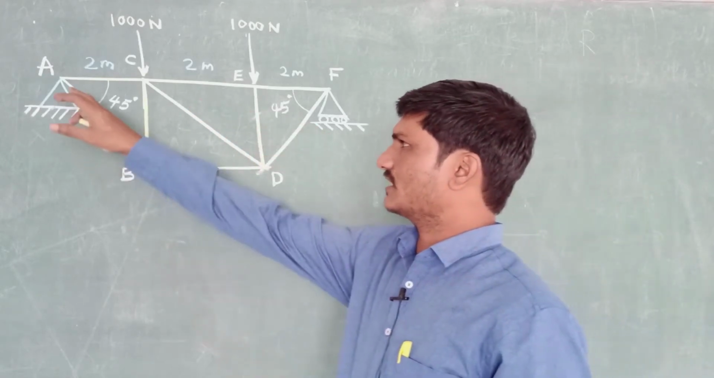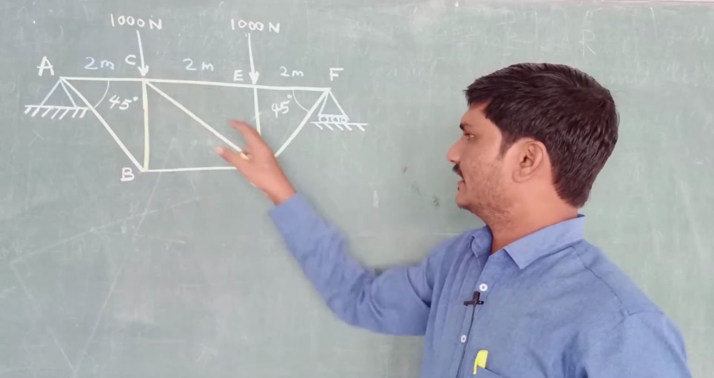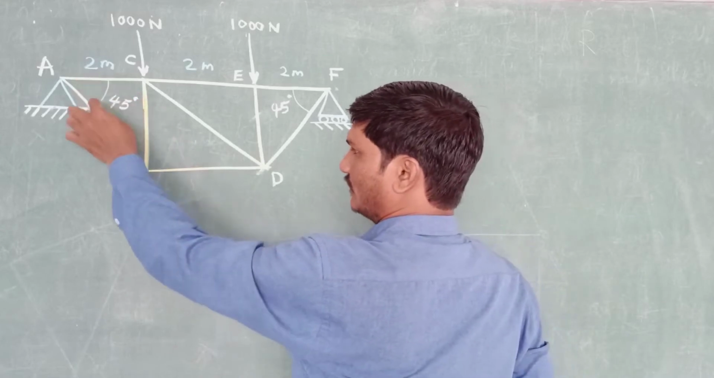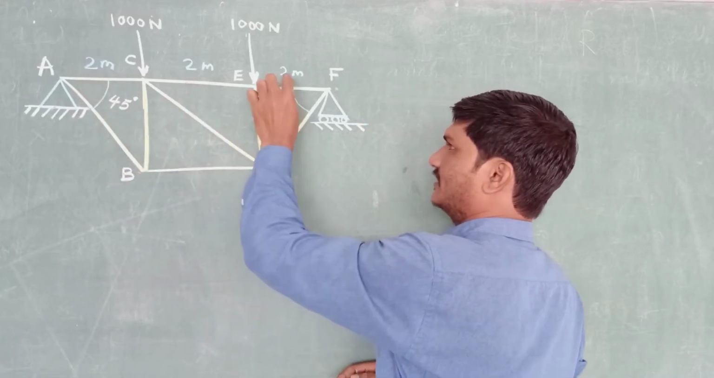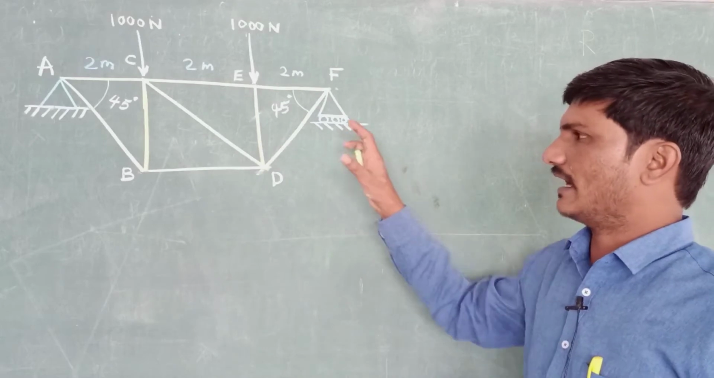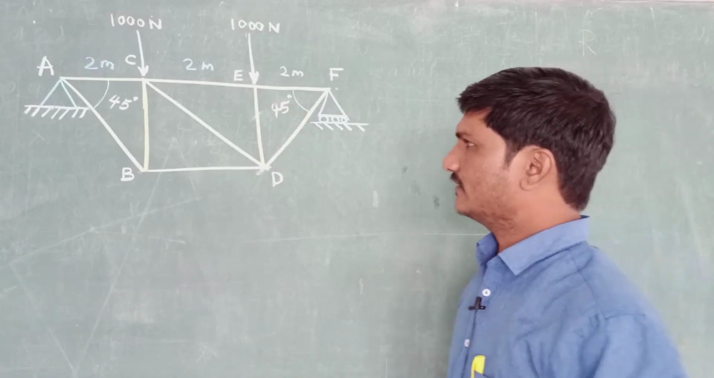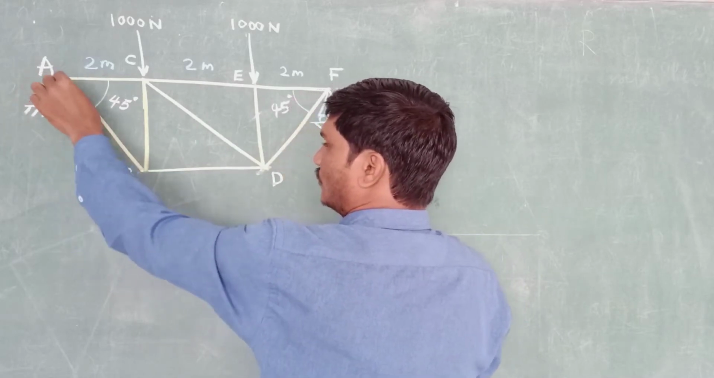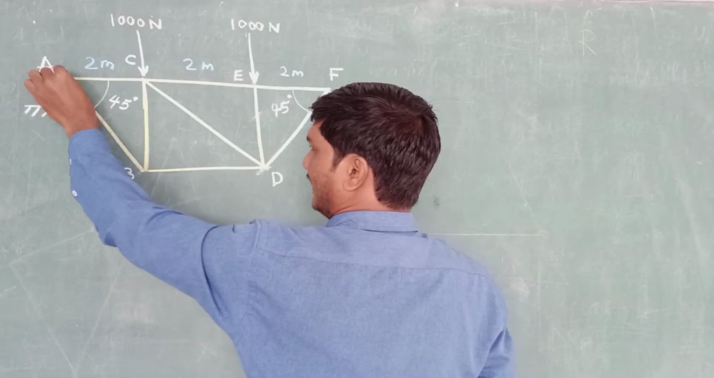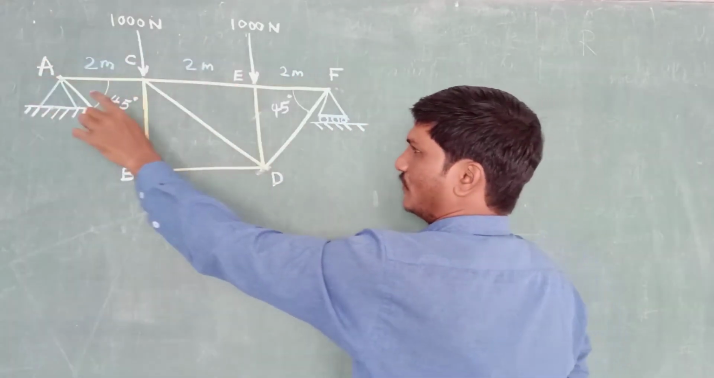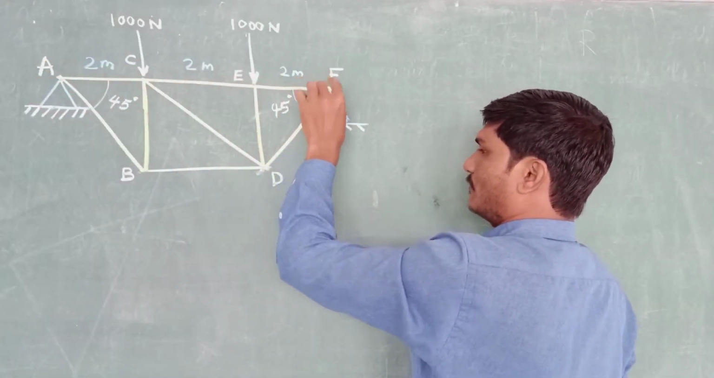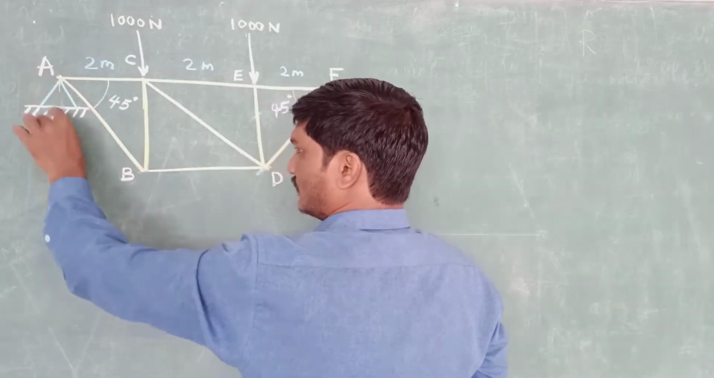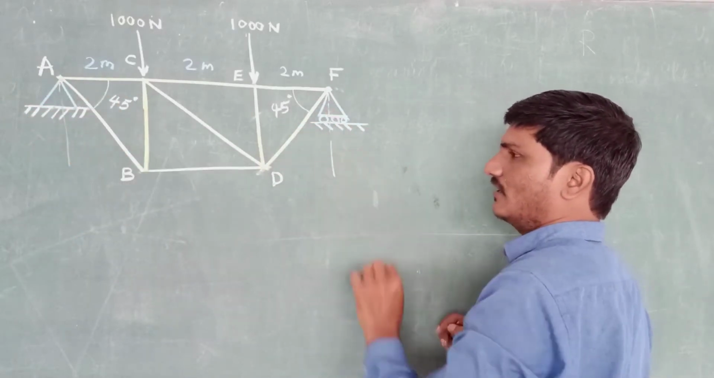Here the nodes are represented as A, B, C, D, E, F, and the elements are 1, 2, 3, 4, 5, 6, 7, 8 and 9. So the total number of elements is 9. This truss is supported by two supports at its ends A and F. One end is hinged, and the other end is a roller.